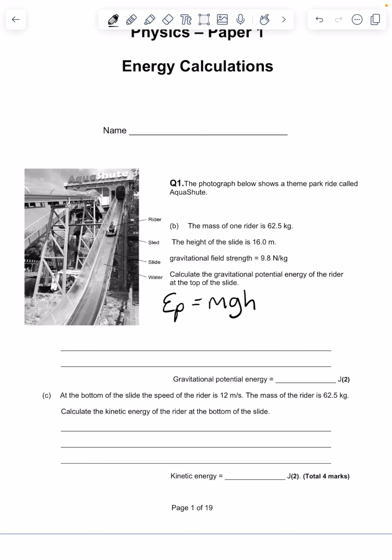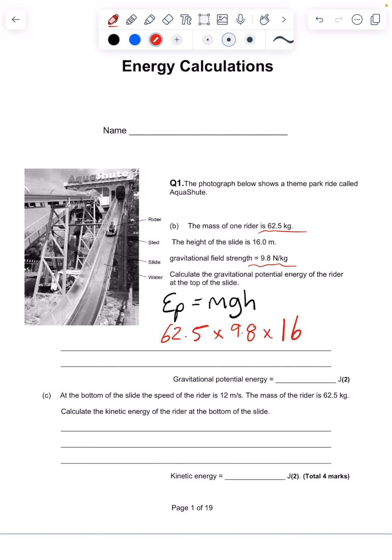So then we put the numbers in here, what we have. The mass tells us it's 62.5, and the gravitational field strength, it says, is 9.8. So we're using that rather than 10 today. And then the height of the slide is 16. So you just plug that into your calculator and you should have got 9,800.